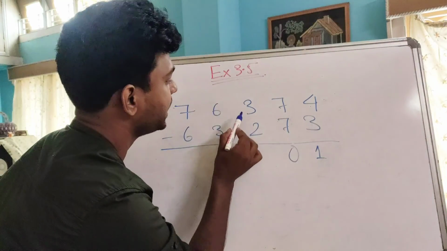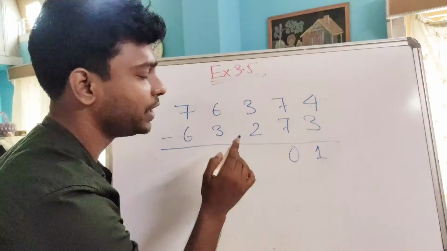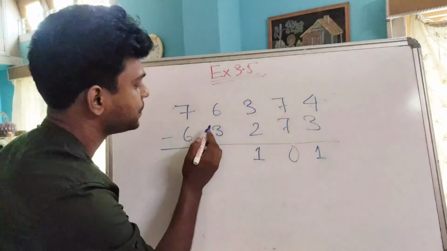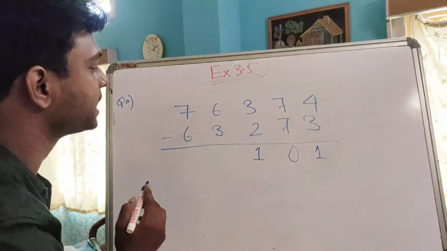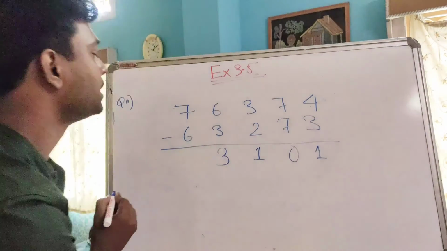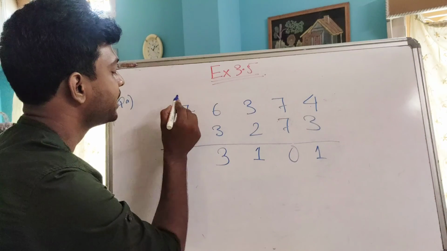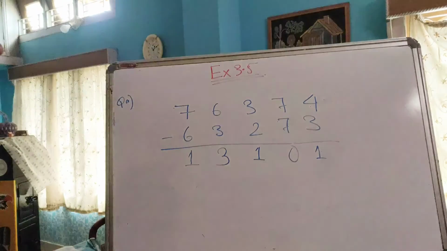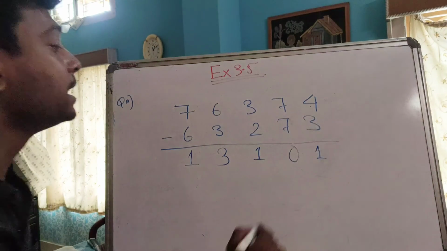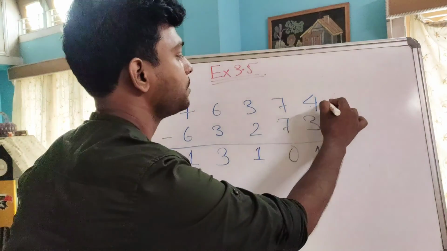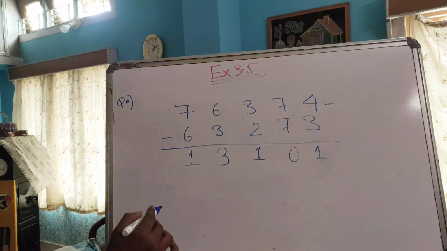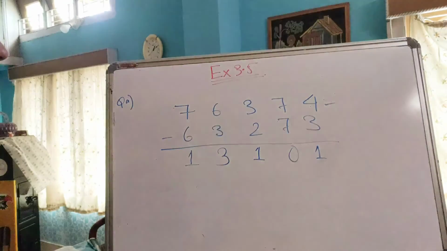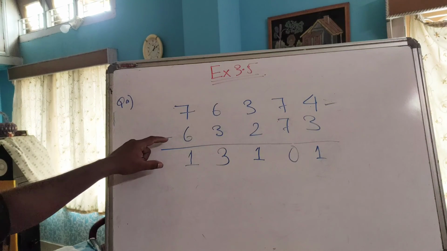Now in hundreds place 3 minus 2 will give us 1. In thousands place 6 minus 3 will give us 3. In 10,000s place 7 minus 6 will give us 1. And we have successfully subtracted this number from this number. And the answer is 13101.